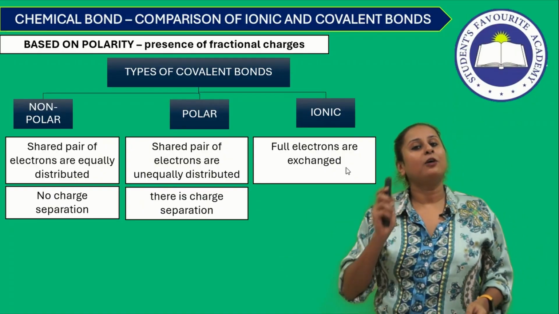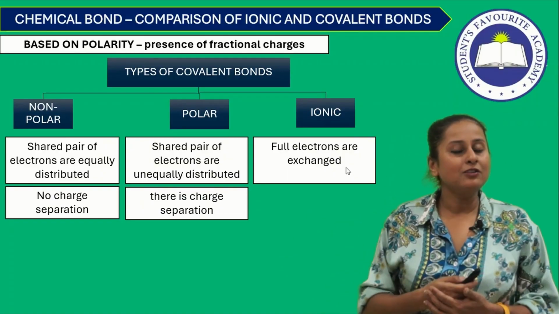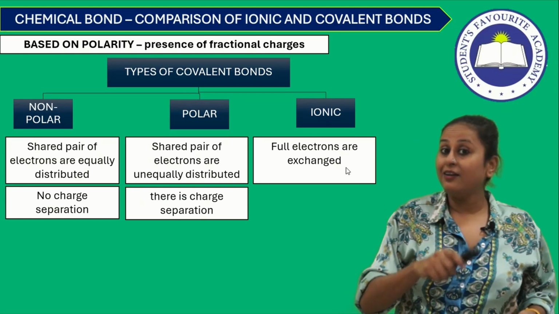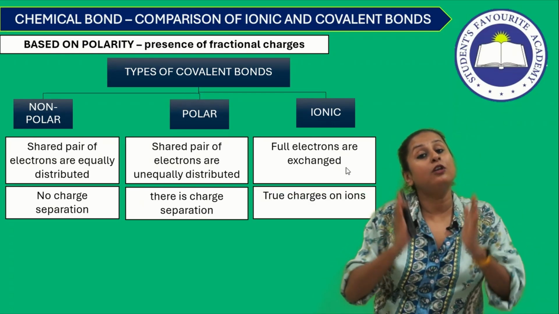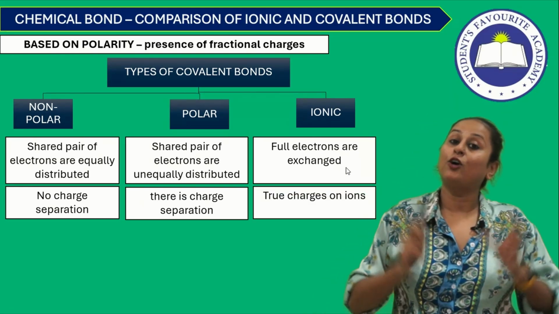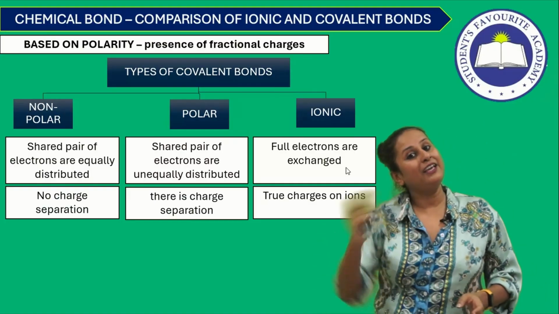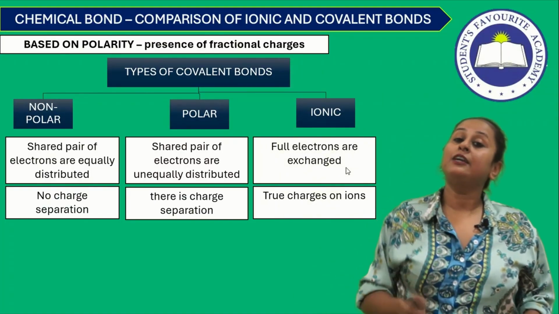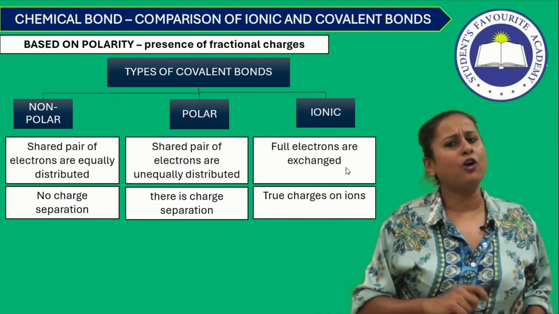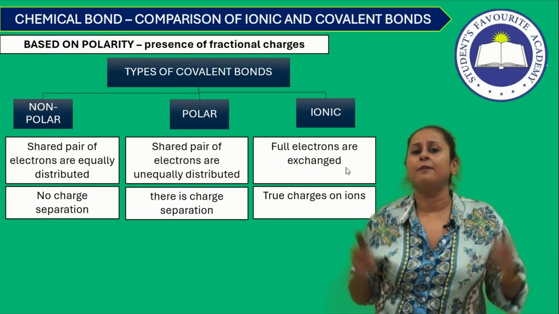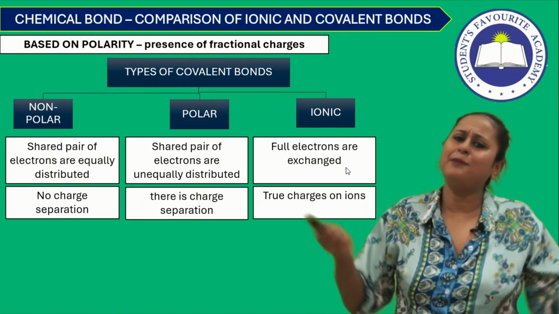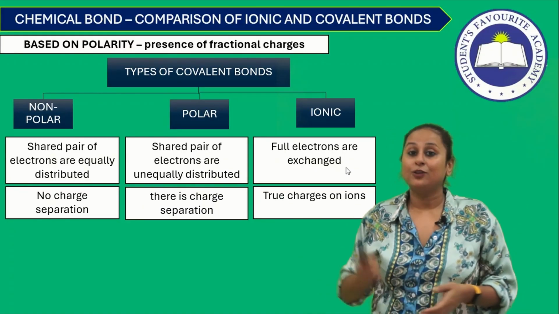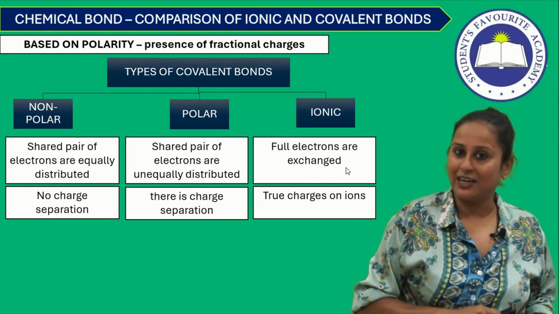Alright, and when we talk about ionic bonds or ionic compounds, here there is a proper full whole number charge, which is present because electrons are fully given or taken. So here we can say true charges are present in ions: +1, -1, +2, -2, +3, -3 and so on. So they are full or whole number charges.